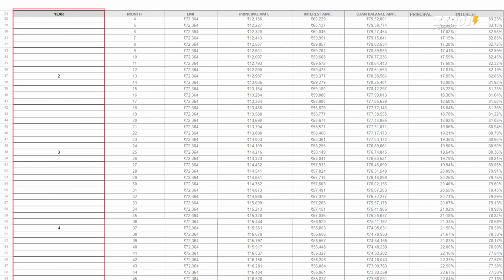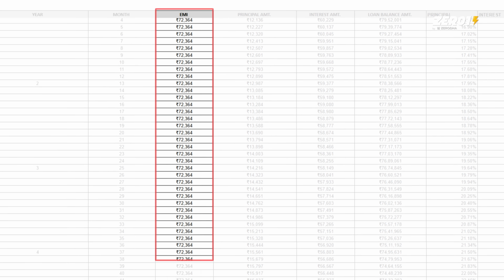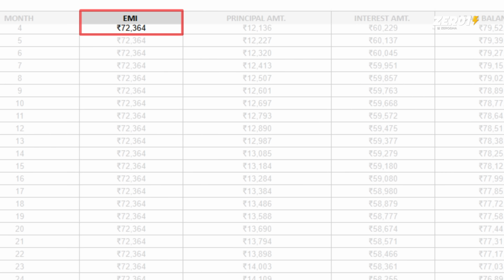If rent made so much money, I can't wait to see how much the capital appreciation happened on an owned house. We can see we have years and we have EMI. The EMI is 72,000 rupees. Comparable, both are spending the same amount. One is investing in the house.